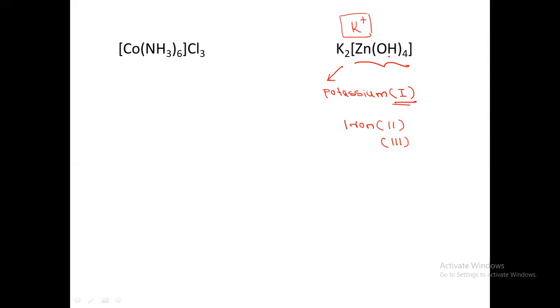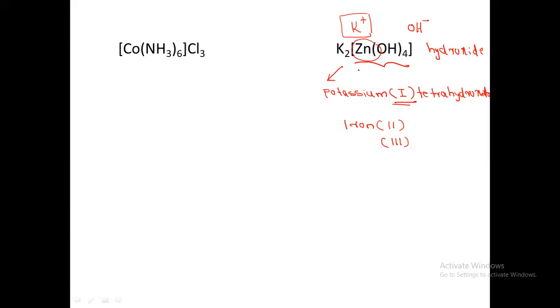Now the coordinate part, right? So ligands plus metal. The rule is to name the ligand first. The ligand is OH minus, a negative ligand, hydroxide ion, right? It ends with E, so remove E, add O. So hydroxide becomes hydroxido. How many hydroxide? 4. So tetrahydroxido. Now what is left? Only the metal.